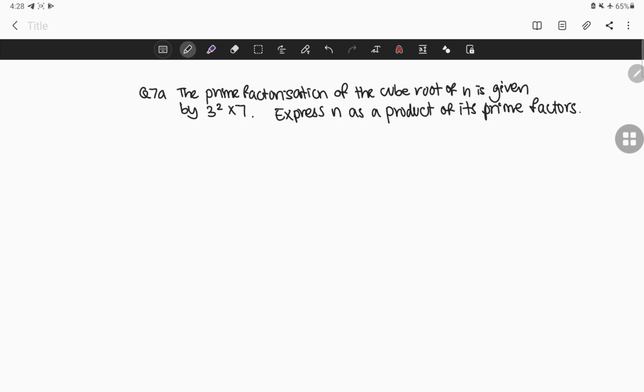Let's now move on to question 7a. So this is question 7a. The prime factorization of the cube root of n is given by 3 squared multiplied by 7. Express n as a product of its prime factors. So first note that prime factorization is used to solve this problem. You also know the cube root of n, and it's equal to this.